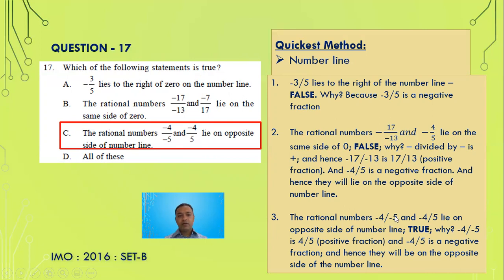Rational numbers -4 upon -5 and -4 upon 5 lie on the opposite sides. Correct, isn't it? Because what is -4 upon -5? It is plus 4 upon 5. And -4 upon 5 is a negative fraction, while 4 upon 5 is a positive fraction. So they lie on opposite sides of the number line. So this statement is true.